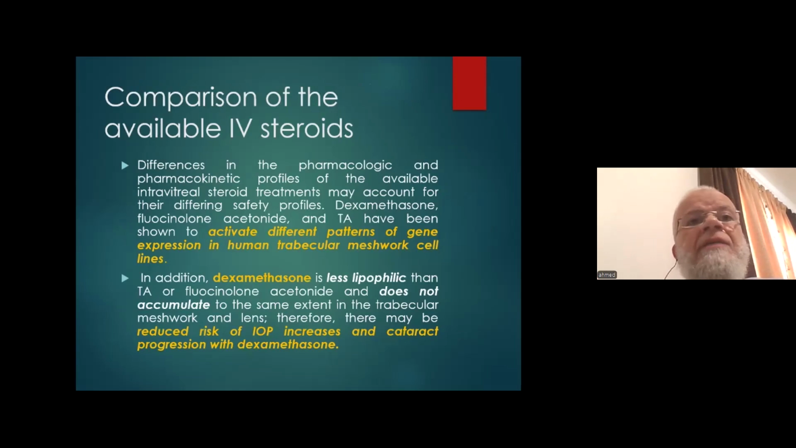It was found that dexamethasone has a reduced risk of intraocular pressure increases and cataract progression as compared to the Iluvien, and therefore dexamethasone is the first choice when we are planning to use steroids.